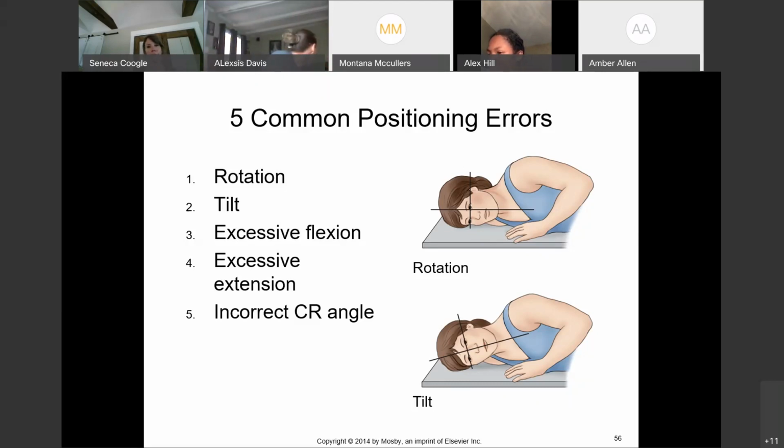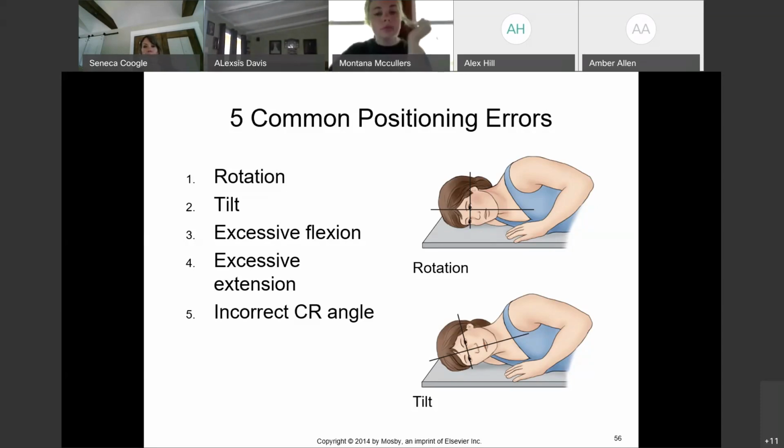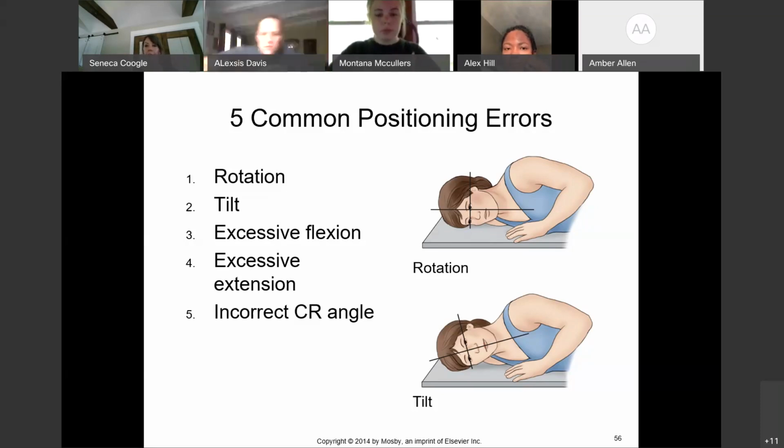And a lot of these errors will present themselves depending on the projection. There's some projections where you'll never have to worry about tilt. There's some projections where you always have to worry about tilt. So it's almost unique according to what projection you're doing. So not only do you have to learn all the projections and what all the projections are supposed to visualize and how to position the patient, but you also have to worry about which projection may cause more errors versus another projection. So you get to memorize all sorts of things for head work.